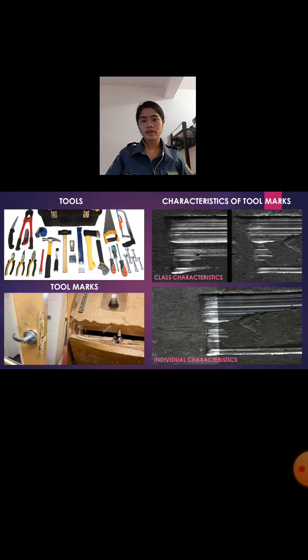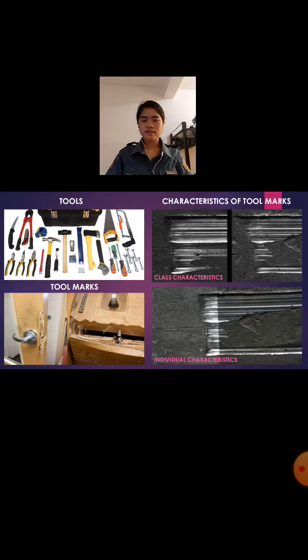When the tools are used, they can leave behind marks on the surfaces they contact. Tool marks is defined as the impression left by the contact of a tool onto a surface. There are two characteristics of tool marks, class and individual.